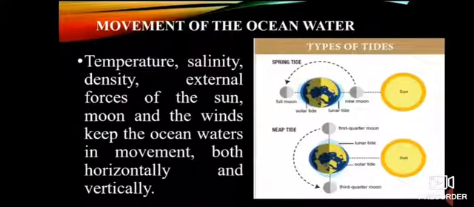Movement of the ocean water. The ocean water is dynamic. Temperature, salinity, density, and the external force of the sun, moon, and the wind keep the ocean water in movement here and there, both horizontal and vertical movement. Waves and currents are in horizontal motion, while tides have vertical motion.